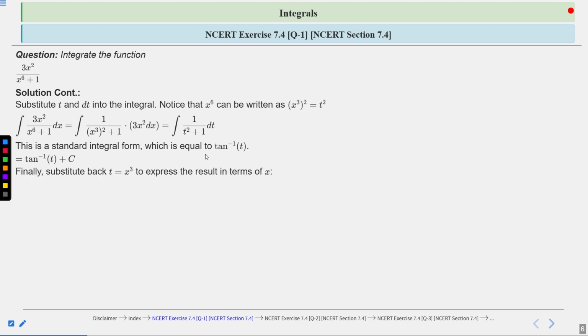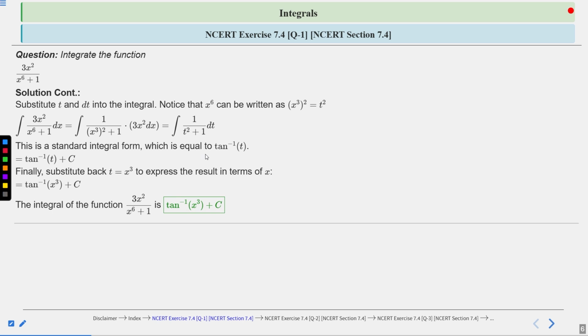Now finally substitute back t is equal to x cube to express the result in terms of x, right? So we will get it equal to tan inverse x cube plus c, right?